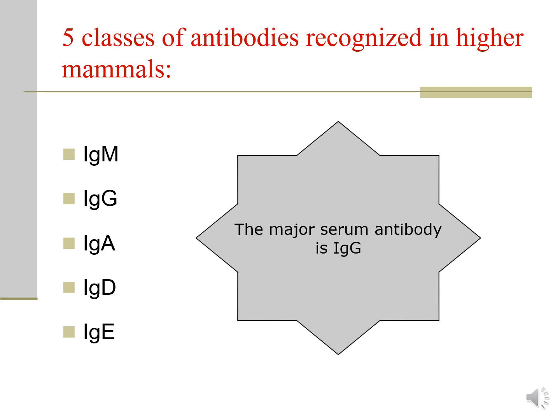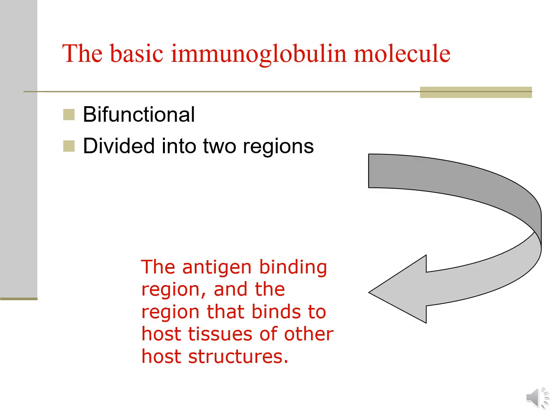carbohydrate content. The basic immunoglobulin molecule is bifunctional. In other words, each arm can bind to a specific antigen and each region mediates binding the antibody to the host tissue. It's divided into two regions.